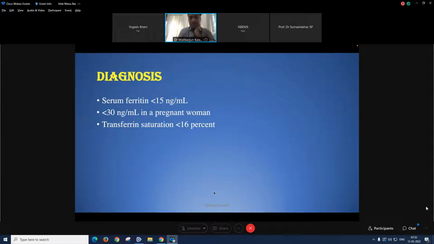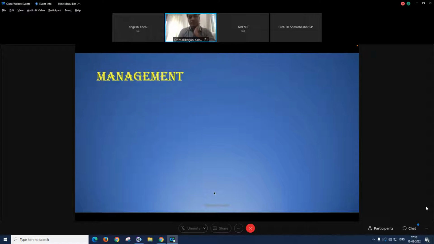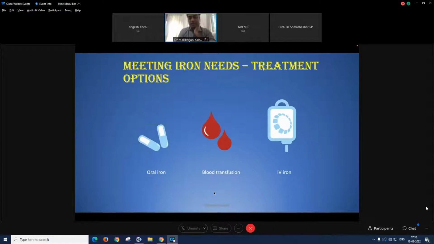A ferritin less than 30 in pregnant women is suggestive of iron deficiency, and transferrin saturation less than 15 to 20% is suggestive of severe iron deficiency. What one should also be mindful of is that some patients may have an iron deficient state without anemia, but that still needs to be corrected. Otherwise, they will develop anemia, and second, they would already be suffering from the symptoms of iron deficiency. Treatment is fairly simple.